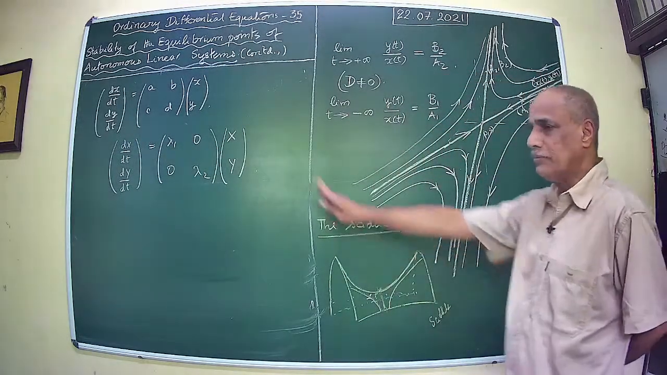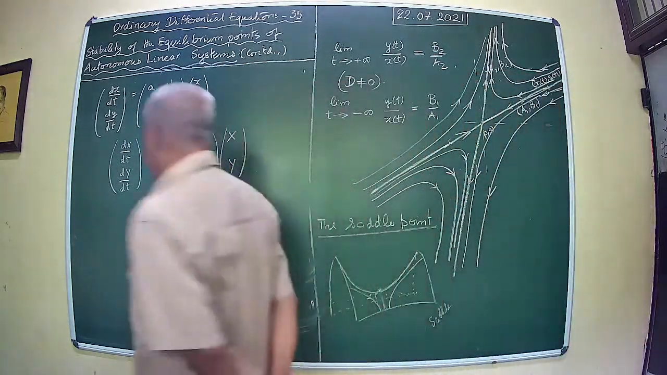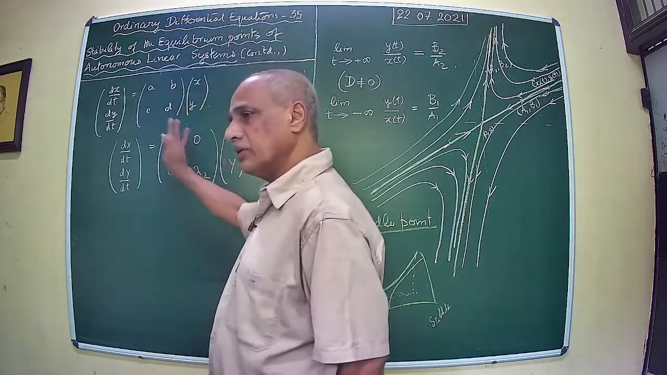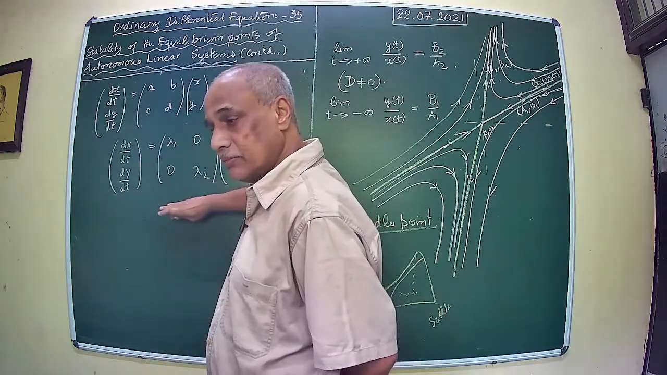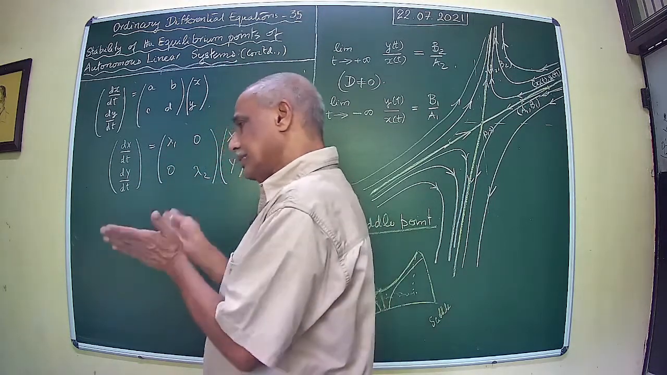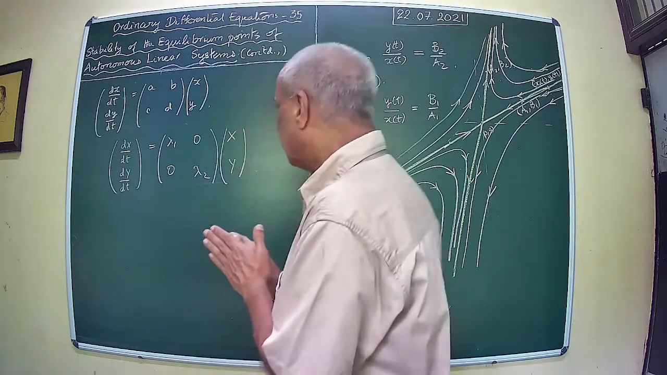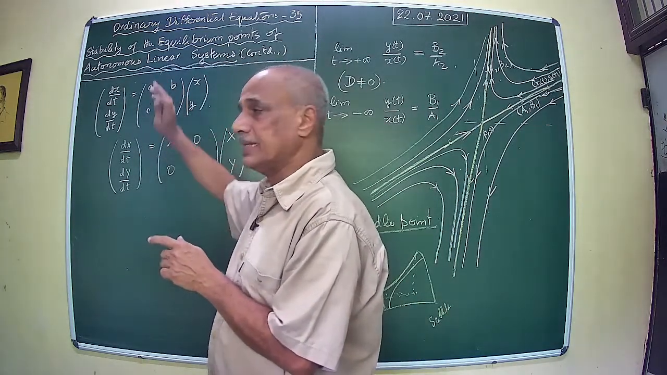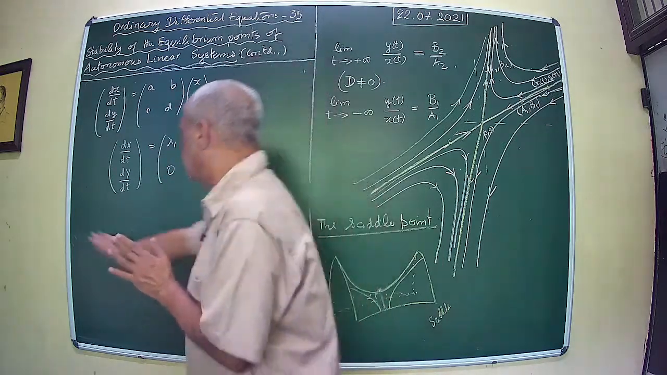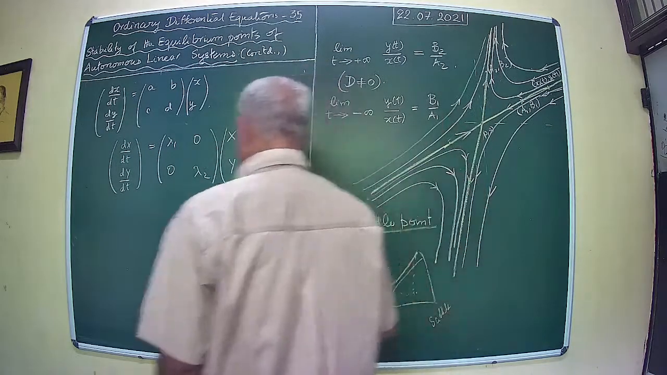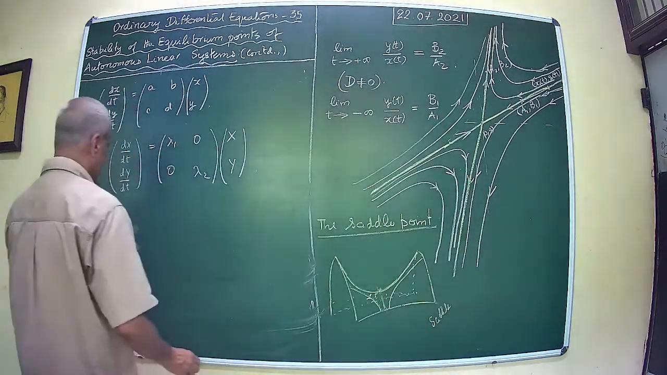and this transformation does not alter the behavior of the equilibrium point. 0, 0 will remain the equilibrium point in this transformed equation also. But what happens is you are introducing a new coordinate system in which this particular matrix is diagonal. The advantage of working with this is that, in the new coordinate system, this a1, b1, a2, b2 will be something like this.